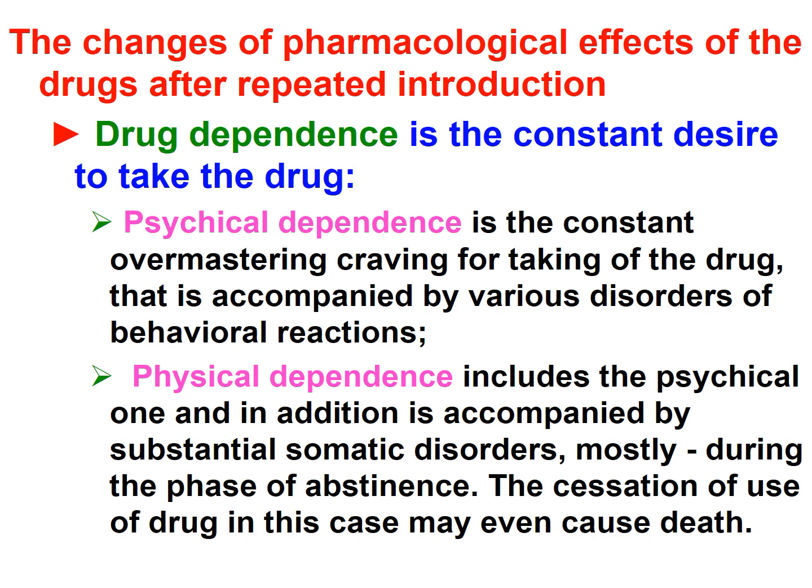Another change that may happen is drug dependence. Actually, it is the constant desire to take the drug that is represented with psychical and physical dependence. Usually this happens when we administer the drugs that affect the central nervous system and modulate the levels of neurotransmitters in our brain.